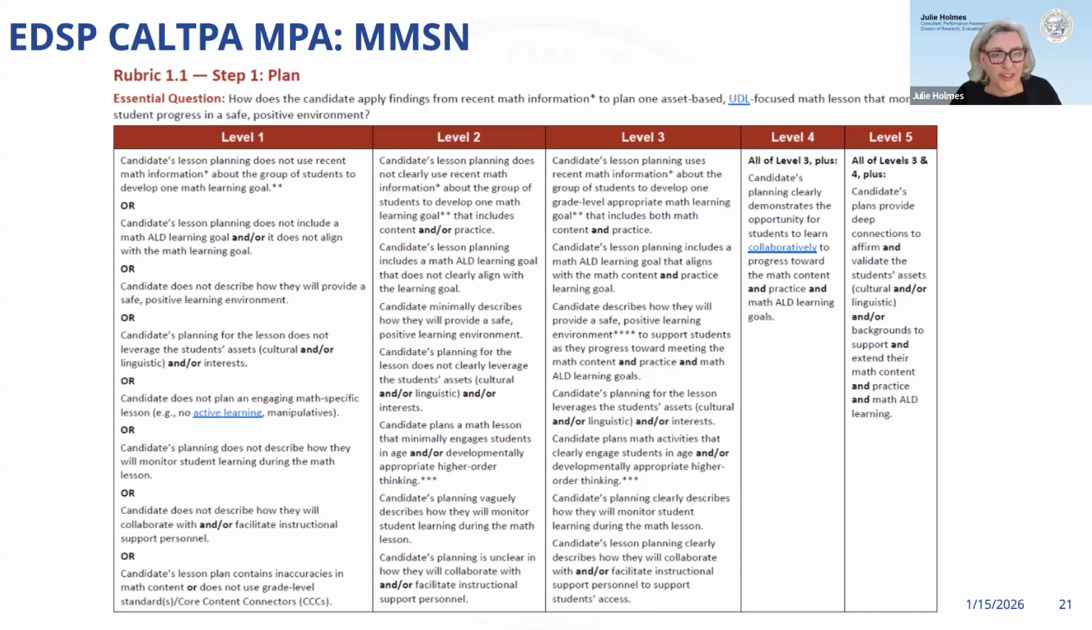So I'm not sure. Again, I'd love to hear from you, the field, if you think that there's an area maybe where you've seen your candidate struggle in this particular rubric. Maybe you have some ideas about support or things that you might be doing in your program that are helpful to your candidates, with the Ed Specialist CalTPA specifically.